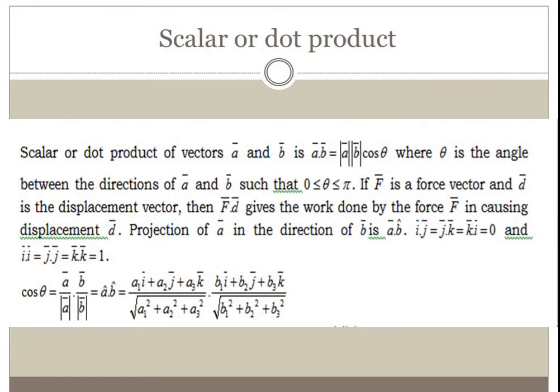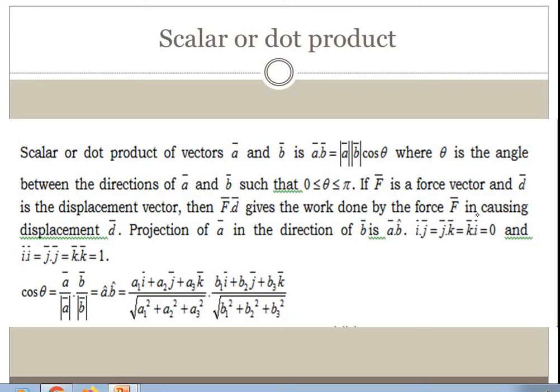Now next, the scalar or dot product of two vectors. Suppose a bar and b bar are two vectors. The dot product a bar dot b bar is defined as mod of a bar, mod of b bar, cos theta, where theta is the angle between the directions of a bar and b bar, such that 0 is less than or equal to theta, less than or equal to pi. If f bar is a force vector and d bar is the displacement vector, then f bar dot d bar gives the work done by the force f bar in causing the displacement d bar. The projection of a bar in the direction of b bar is a bar dot b hat.